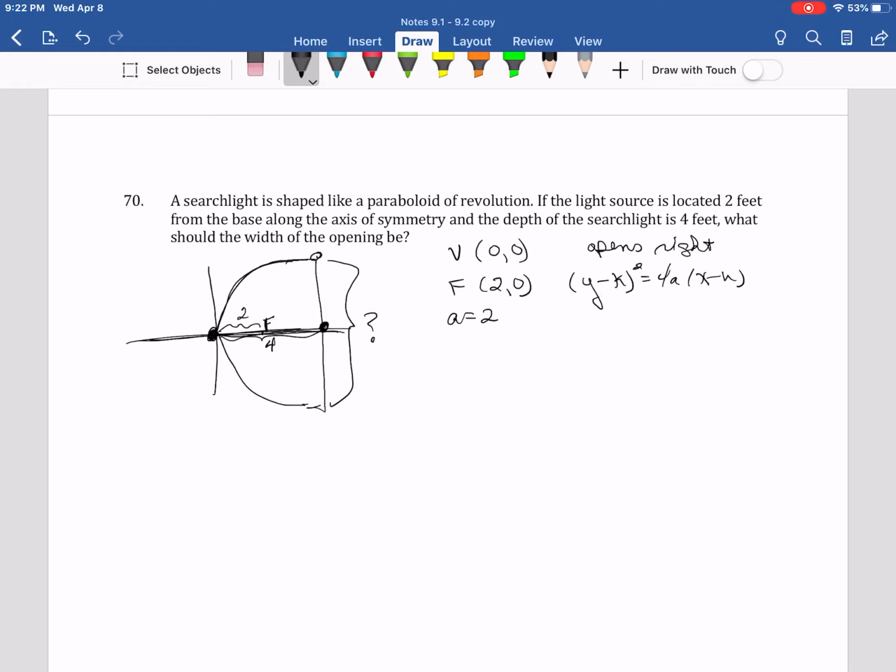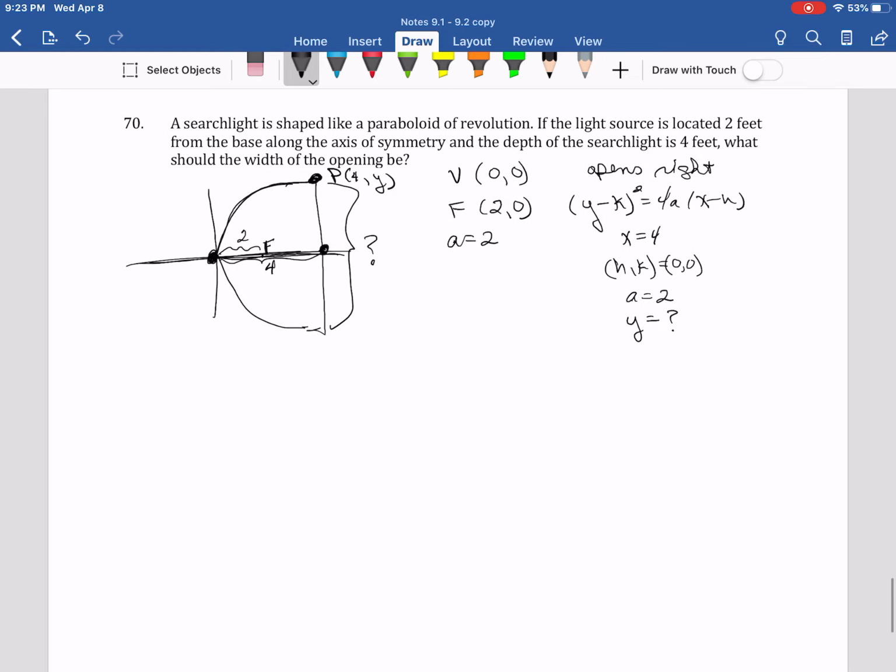I want to find this top point. That is my goal. I actually know something about that point. I know the x-coordinate is 4, but I do not know the y-coordinate. All right, so I know x equals 4. I know that (h, k) is (0, 0). I know that a is equal to 2, but I do not know the value of y. So that's what I'm going to figure out right now.